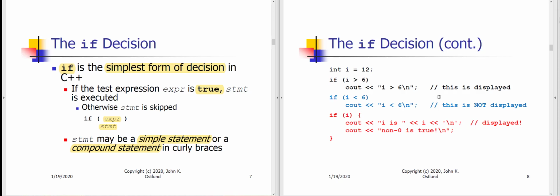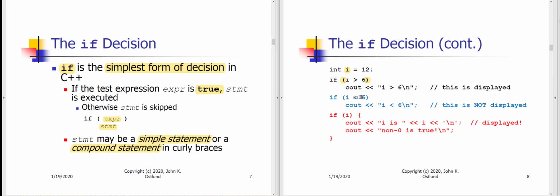Here we have a few examples on slide 8. So I is an int initialized with the value 12. Since the value of I is greater than 6, notice my required parentheses to contain the test expression in C++, I'm going to invoke this cout simple statement displaying that I is greater than 6 and a new line.